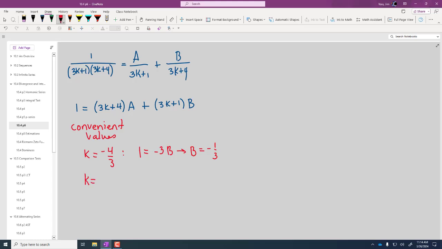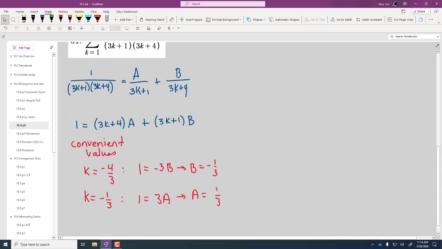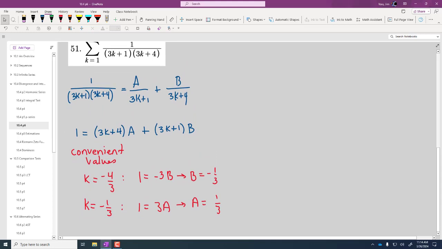The other convenient value is negative 1/3. Negative 1/3 here causes this term to be 0. If we look at the other term, plug in negative 1/3 right there, we get a negative 1. So we're going to get 1 equals 3A. So A will be 1/3. All right, interesting. We have one positive, one negative.